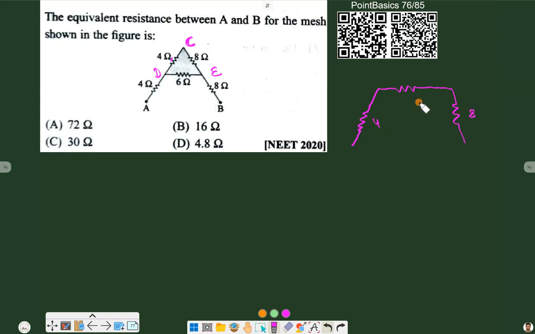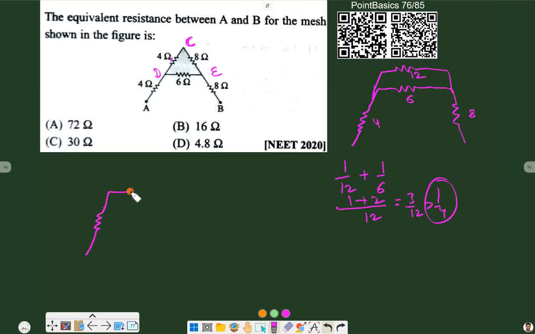4, 8, 6, and here we have the 12 ohm resistance, from 8 plus 4. Now this 6 and 12 in parallel will give us 1 by 12 times 3, that is 1 by 4, so these will give us 4 ohm. So the circuit will look like this: 4, 4, 8. So 4 plus 4 is 8, plus 8 is 16. Option B will be the final answer.